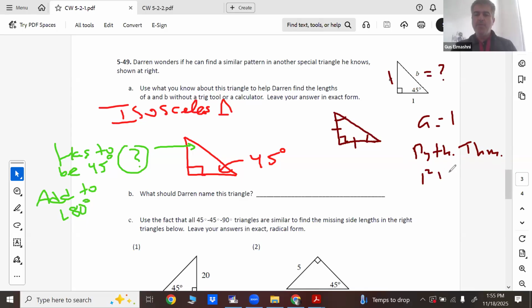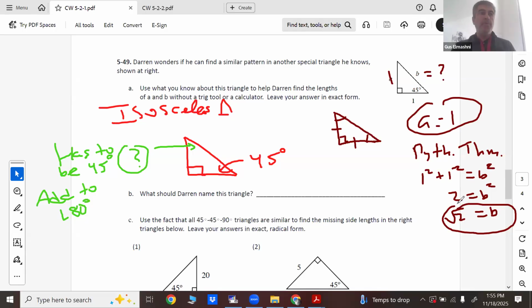So 1 squared plus 1 squared equals B squared. So 2 equals B squared. What does B equal? Root 2. Okay, so there we go. And exact form means we don't want decimals. Just keep it all nice and clean.